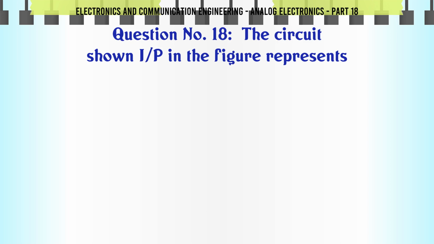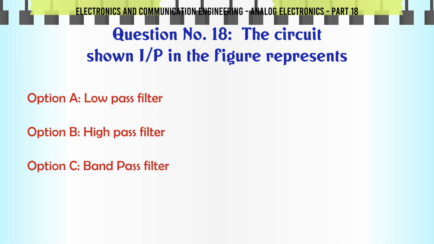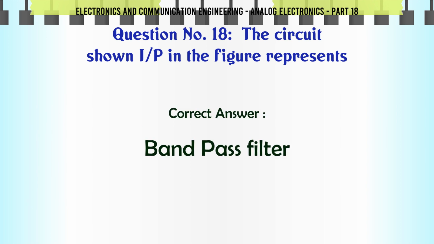The circuit shown in the figure represents A. low pass filter, B. high pass filter, C. band pass filter, D. band stop filter. The correct answer is band pass filter.